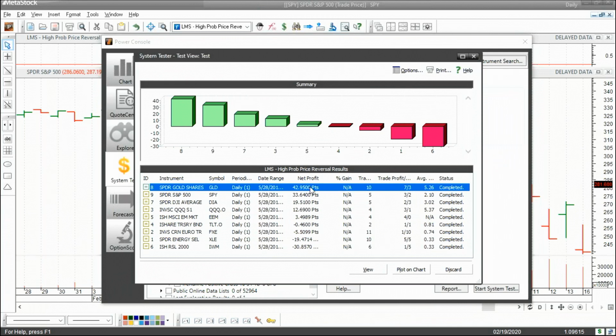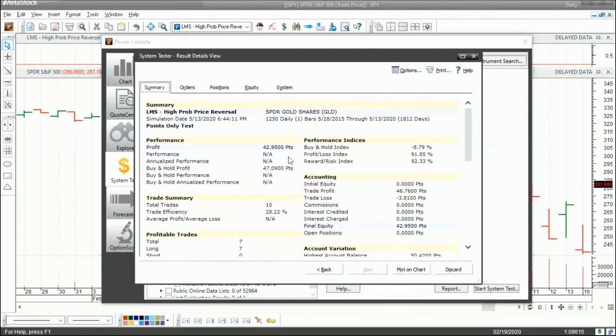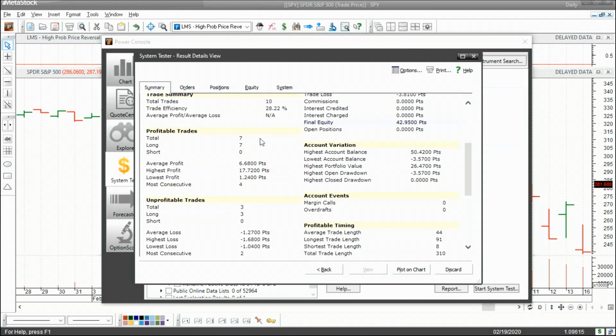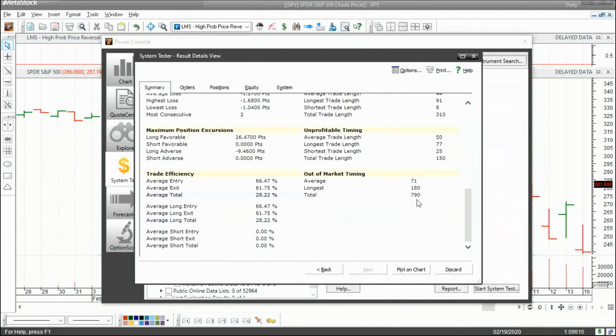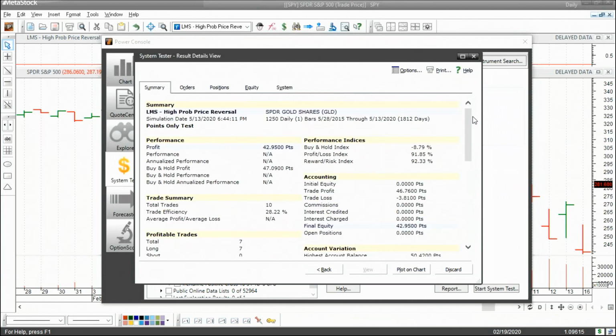So again, we'll open that back up here. And now you'll see that this actually performed almost as well as the buy and hold. You'll see again, out of those 7 winning trades, the average winner was 6.6, the average loser was 1.2. So again, that's a real nice ratio. And then again, down here at the very bottom, we were out of the market 790 bars out of the 1200. So again, it basically generated this money out of 400 bars as opposed to 1200 bars of the buy and hold. So again, it performed quite a bit better, to say the least.